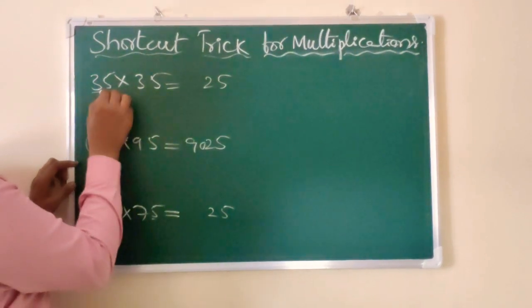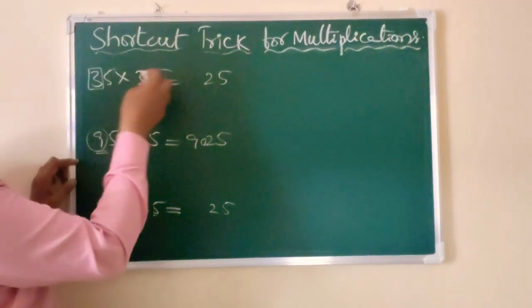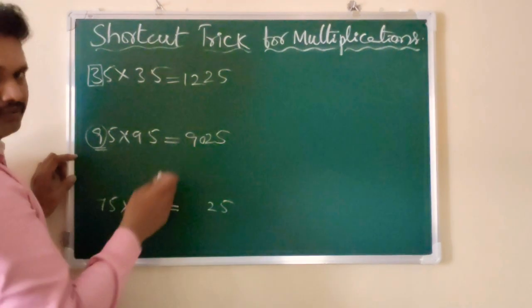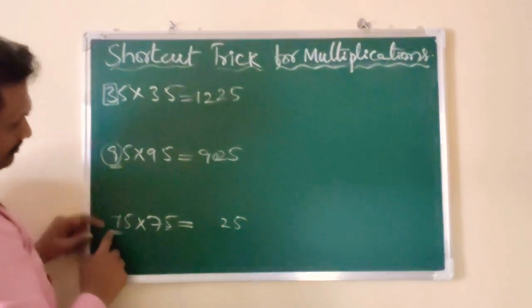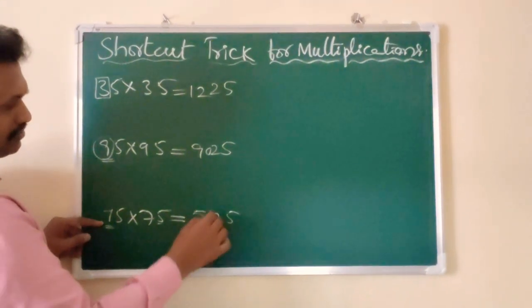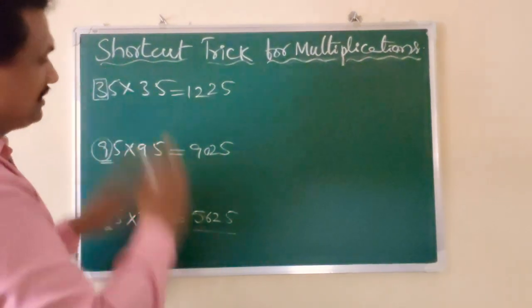Observe here 3: in the natural numbers, 3 is followed by 4. 3 fours are 12, so 12 comes, and then 25, 1225. Next, 7 is followed by 8. 7 eights are 56, so 5625. Like that we learned. Okay, same like that.